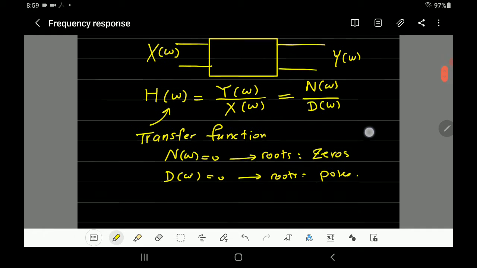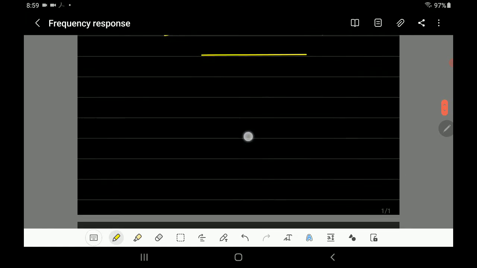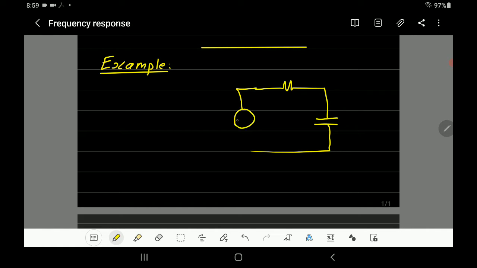Great. Well, we'd like to study the frequency response of a simple circuit. So let's take an example. This example will be a simple RC circuit. So we have R and C and input. And that's the input, the source, and that's the output, the V output of time.